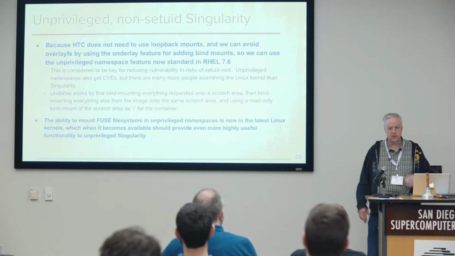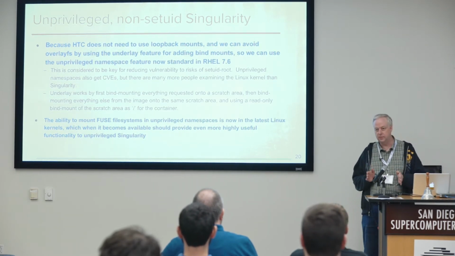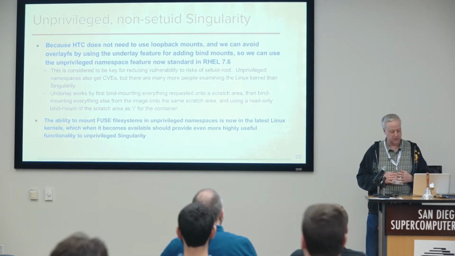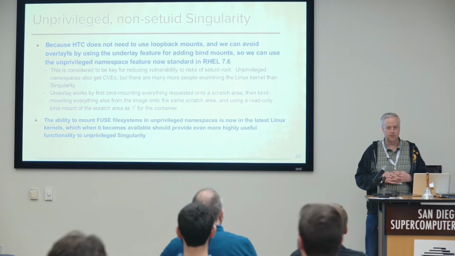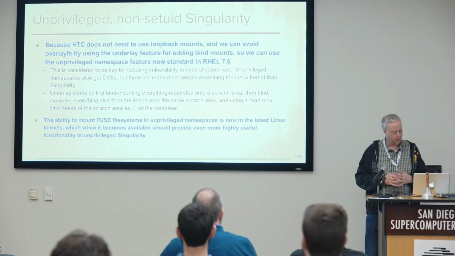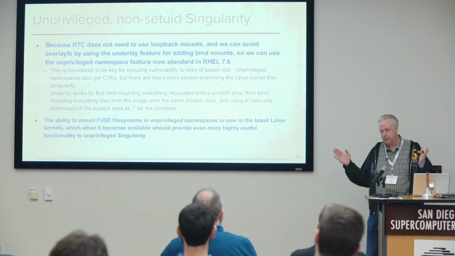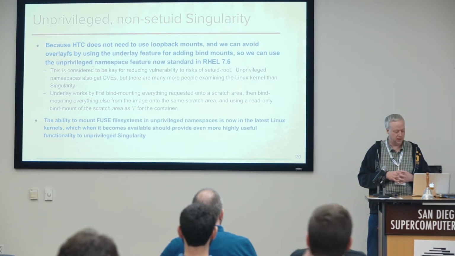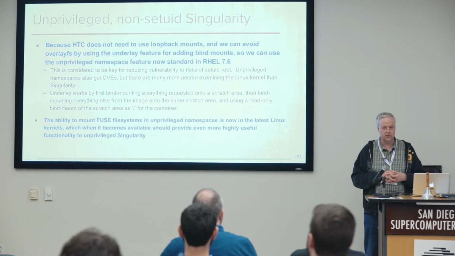Now there is some risk with using unprivileged namespaces. It's not enabled by default on Red Hat 7.6. You still have to set a system parameter to enable it. But we think that there's a lot more people watching that than there are looking at Singularity code, so we think that the risk is lower.